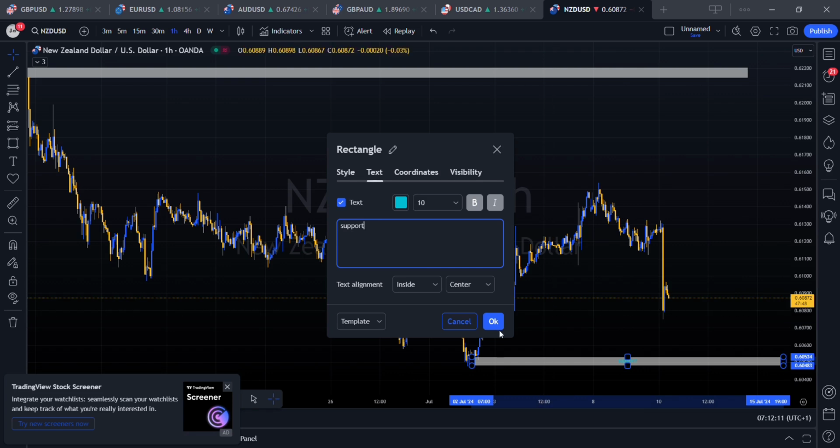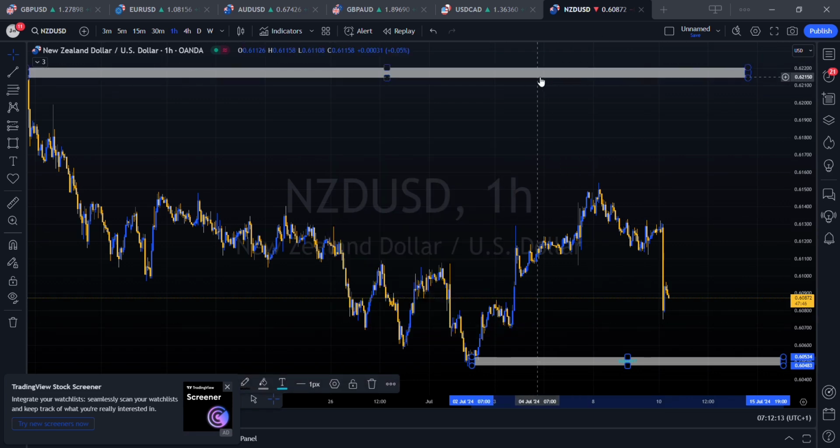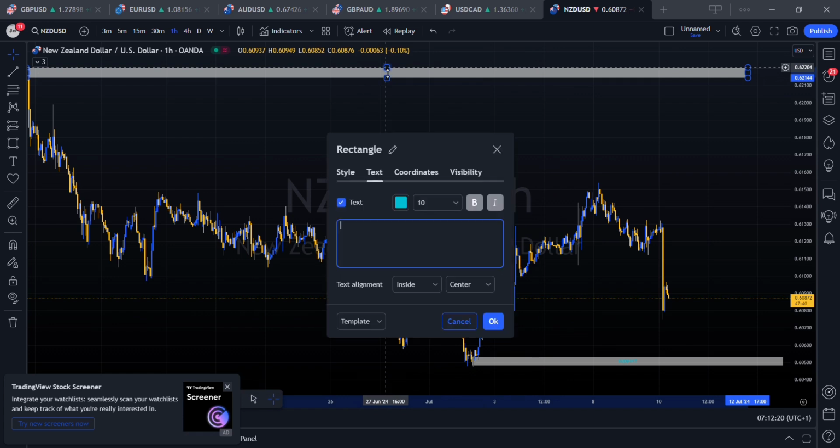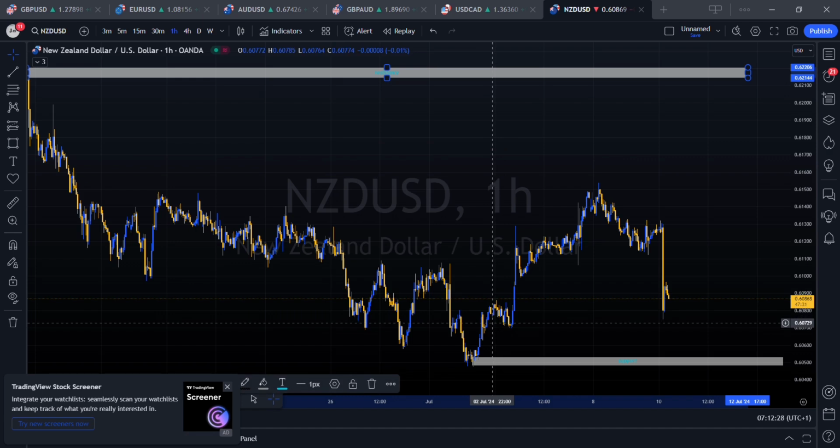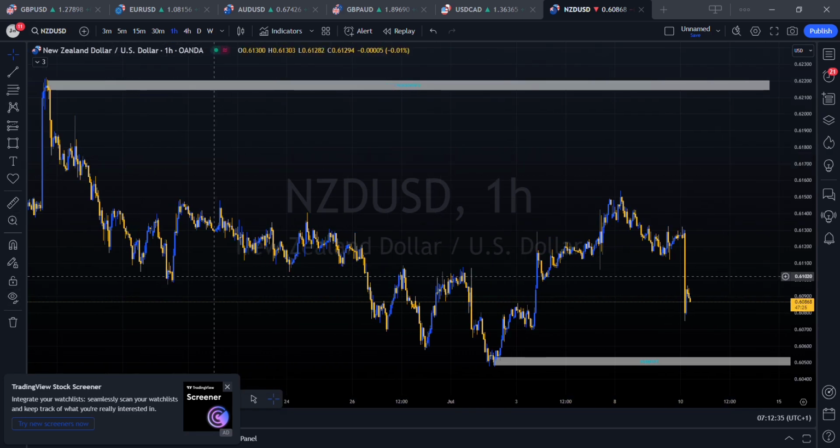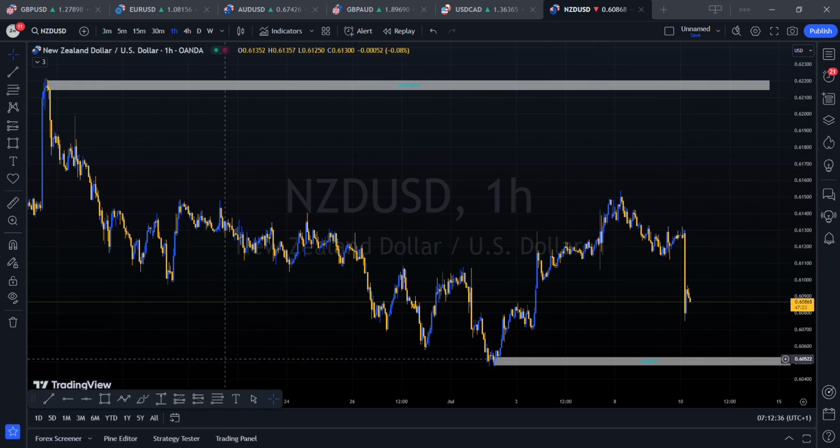So after identifying our resistance and support, all we need to do now, because a lot of people rush the market, is to wait for price to actually tap into your zone. Now we're looking at the USD on this very time frame, let's see how it plays out.